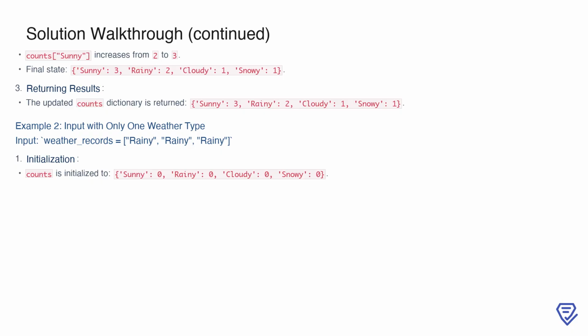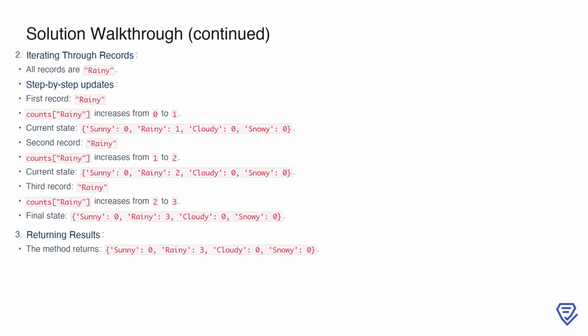Moving on to another example, we'll see how the method handles input where only one weather type is present. In this second example, the input consists entirely of the weather type rainy, repeated 3 times. Once again, the method initializes the counts dictionary with all weather types set to 0: sunny 0, rainy 0, cloudy 0, snowy 0. Then, it begins iterating through the input array.